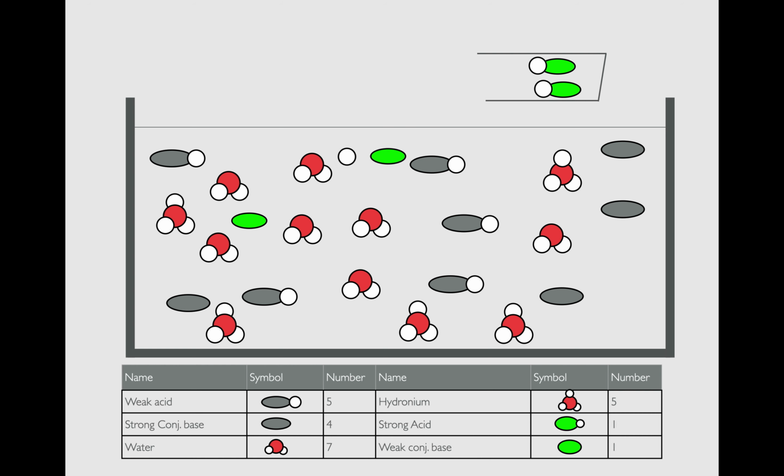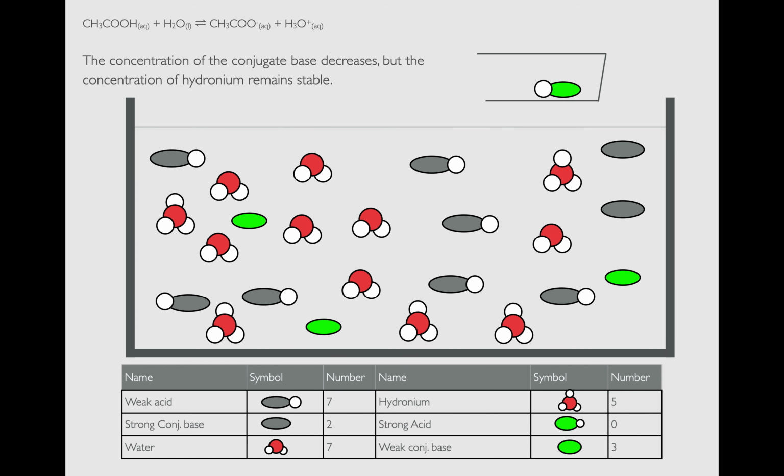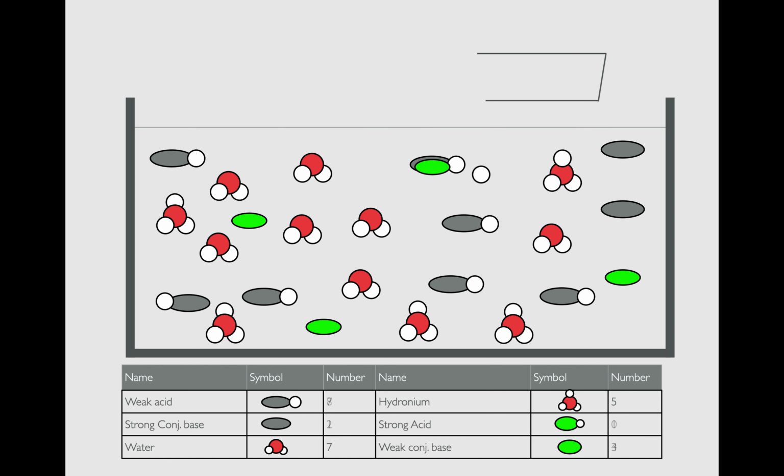If I keep adding them in, they react with the conjugate base, so they don't react with water. What they normally do is form hydronium, but they're being mopped up by the conjugate base. So the pH doesn't change. Notice throughout that the number of hydroniums don't change at all.